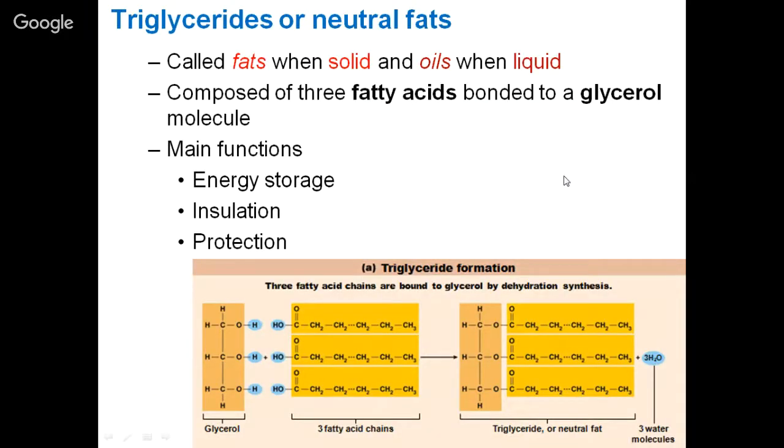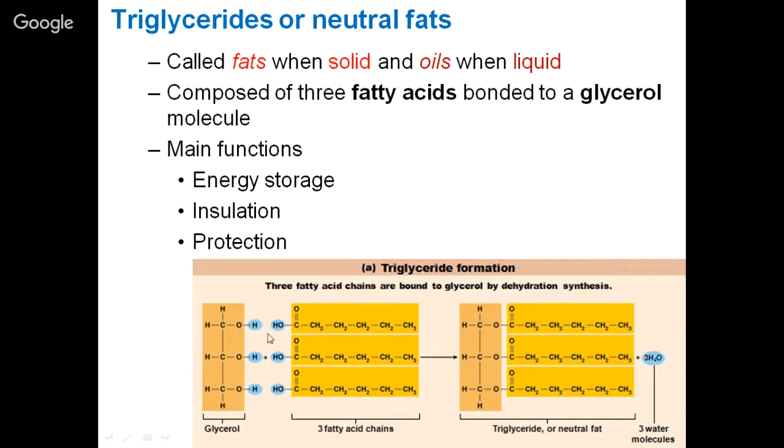So let's look at triglycerides or neutral fats first. We use the word fat when it's solid in physical state, and when it's liquid, we call it oil, for neutral fats. This is composed of 3 fatty acids bonded to a glycerol molecule. As you can see in this figure, this is the glycerol structure over here, and the 3 fatty acids here. You would see the first fatty acid chain here, the second fatty acid, and the third fatty acid. So this is a synthesis process.